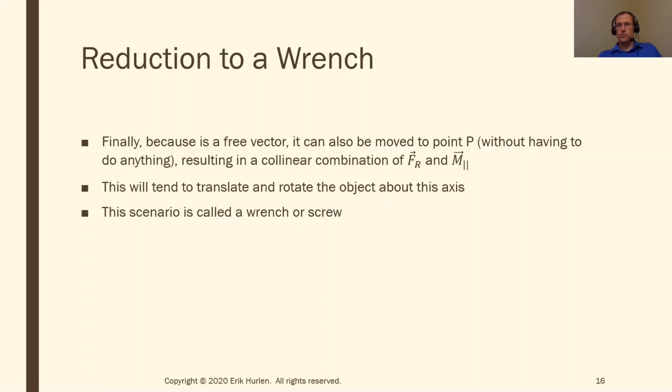And it's called a wrench or a screw because if you think about a screwdriver, for example, you put the screwdriver into the screw and you push down on it, so there's a net force, and you also twist it, so there's also a moment around that same axis. So you have basically a parallel moment and a force acting on the same line in the same direction. So that's why it's called a wrench or a screw.